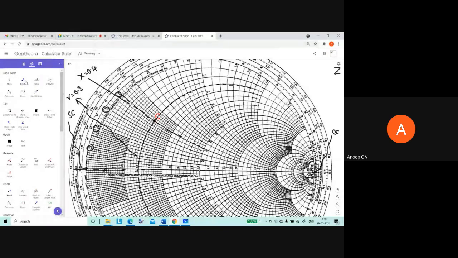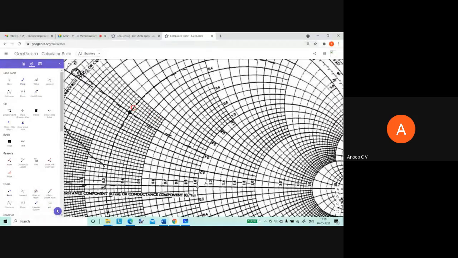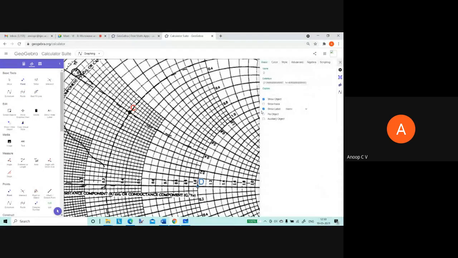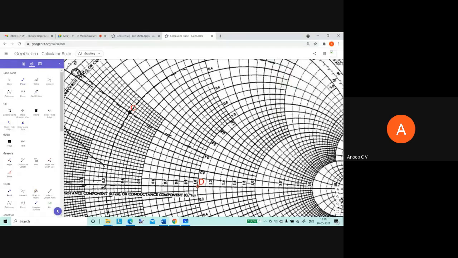Next, I'm also going to mark the center of the Smith chart. Maybe I should zoom in and then mark. So this is the center of the Smith chart. I'm marking the center of the Smith chart. It is point D. Point D is the center of the Smith chart. Again, I'll change the color to red. So now all of you are able to see point D.